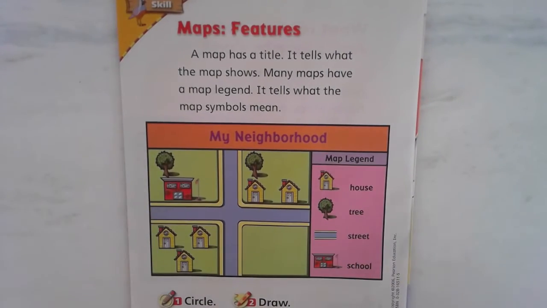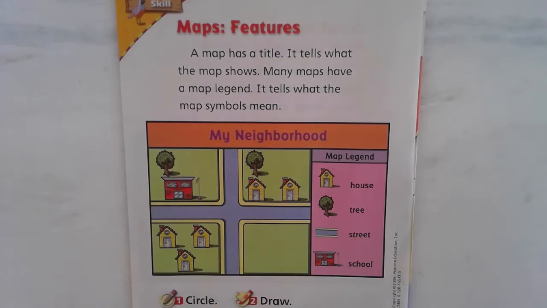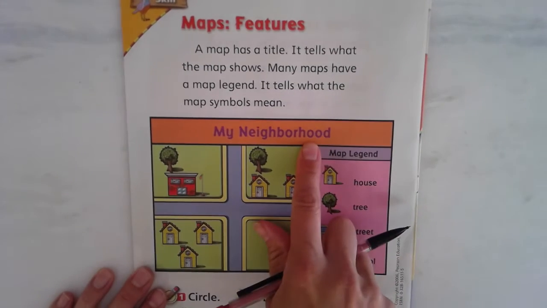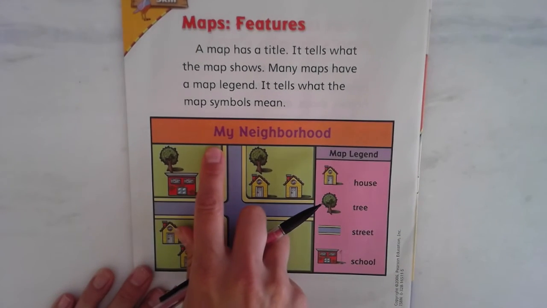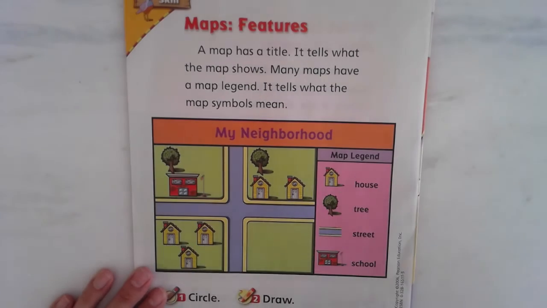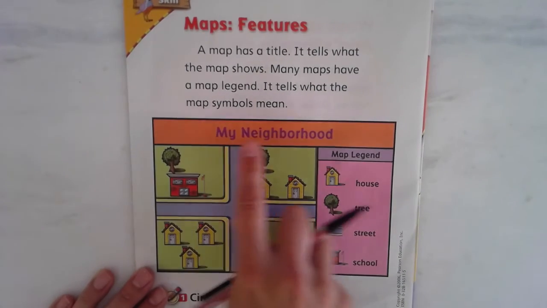A map has a title. It tells what the map shows. Many maps have a map legend. So this is the legend. It tells what the map symbols mean. So here is the title. It says My Neighborhood. And it's really important to have a title because it could be of Disneyland or it could be of all of California. But this map is just of my neighborhood.